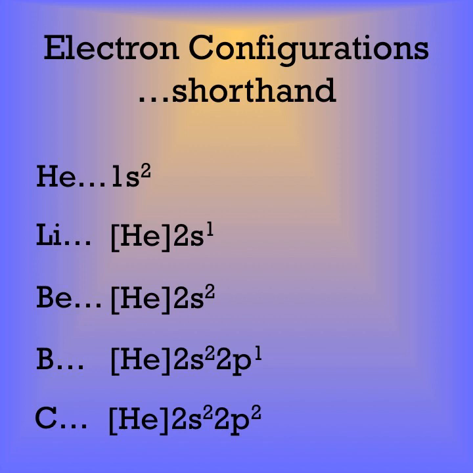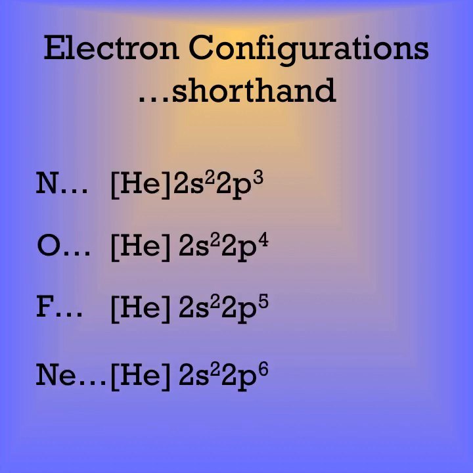Okay. On this next slide, you will see the shorthand electron configurations for nitrogen, oxygen, fluorine, and neon. Again, it's not really helpful to do shorthand electron configuration until you get past neon. So, nitrogen, He, 2s2, 2p3. Oxygen, He, 2s2, 2p4. Fluorine, He, 2s2, 2p5. And neon, He, 2s2, 2p6. Check those valence electrons again. It's pretty magical, isn't it? Nitrogen has 5, oxygen 6, fluorine 7, neon 8. I'm telling you, this periodic table is just magical.